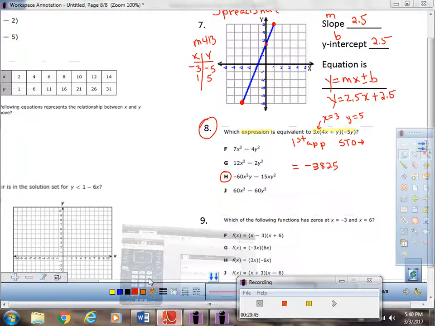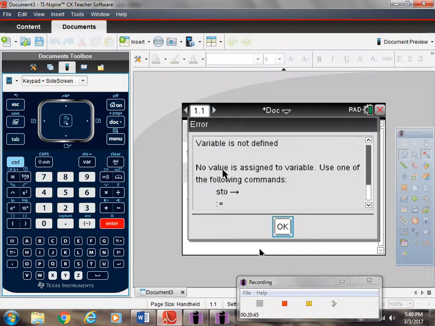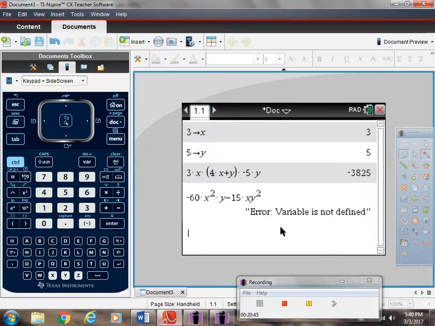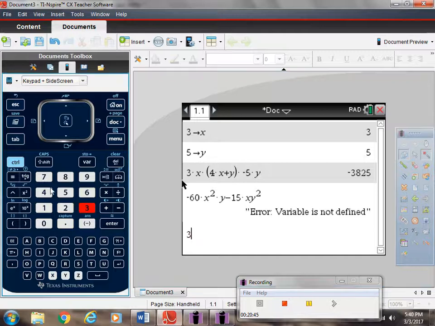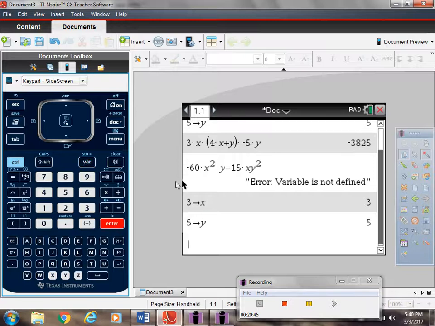So let's go ahead and type in H. It's negative 60, and then x squared y, take away 15xy squared, and then press enter. Variable is not defined. No value is assigned to variable. Use one of the following store commands. So I guess we're going to have to store that again. So we're going to do 3 control store for the x, and then 5 control store for the y.